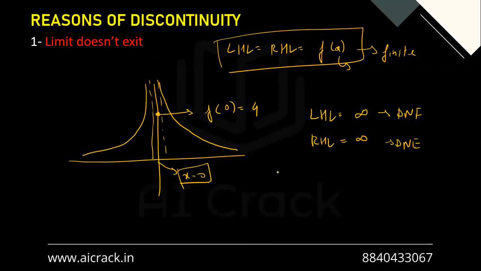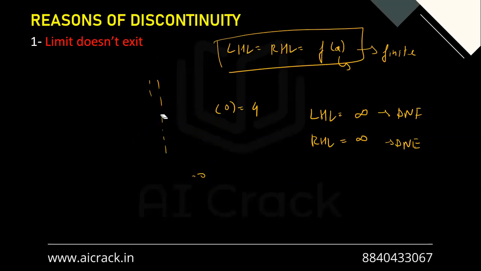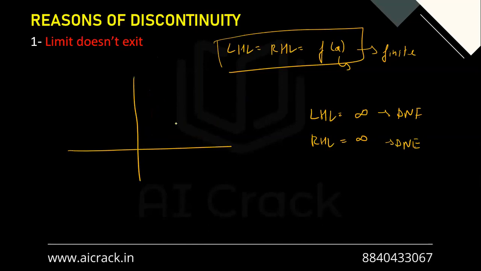Now, the second case is, let's say the function is like this. Now, again, over here, we can see that limits are existing, but both limits are different. So basically, LHL is not equal to RHL. So both individual limits are existing for x equals to 0. So in totality, limit doesn't exist because they both are not equal. LHL is not equal to RHL, and thus the function is not continuous.